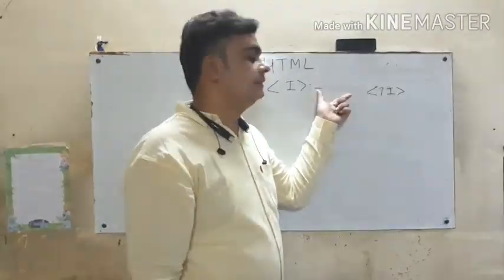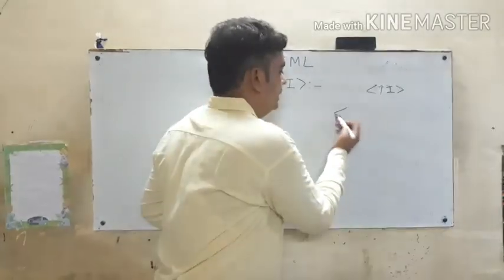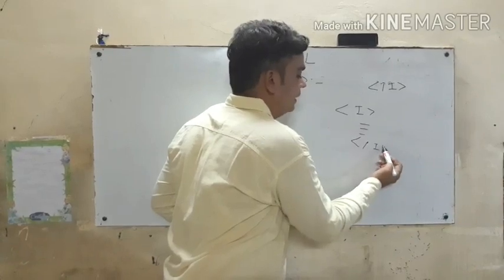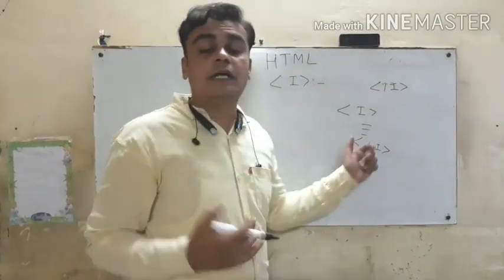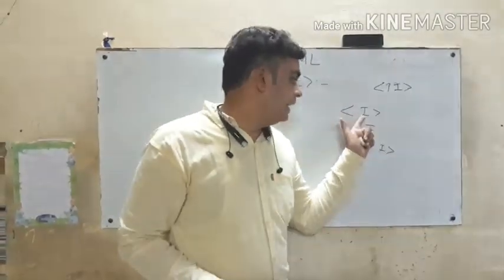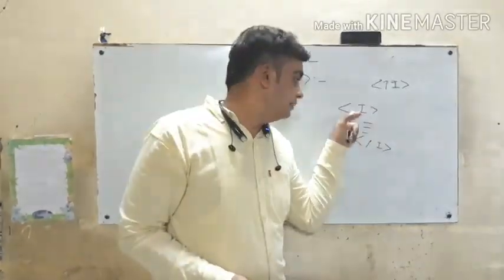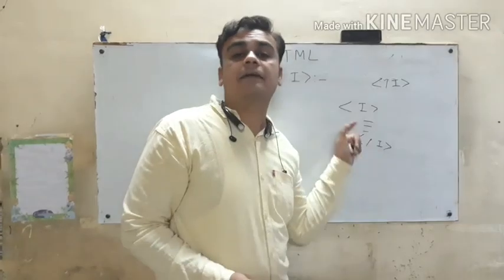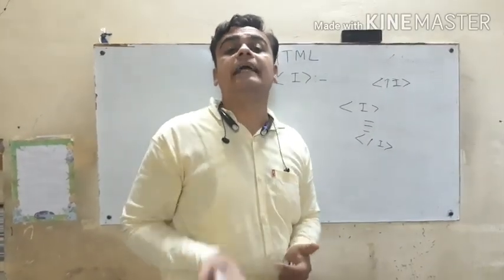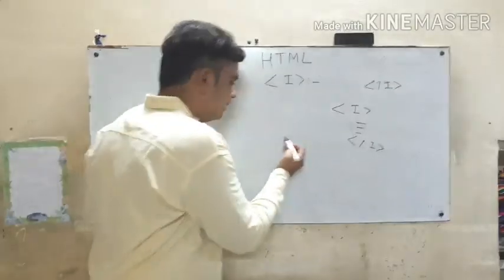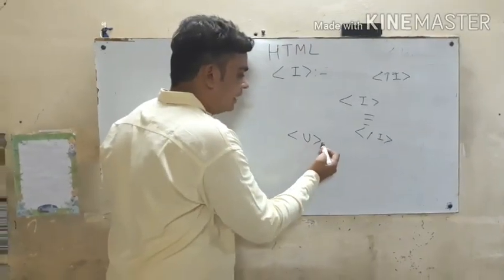So you may call this a syntax. That is I, then some text, and /I. Thereafter, you can write down the example I, then some text and /I. So whatever is written in between I tag and /I tag will be represented in italic style. So this is the information regarding I tag. Then my next tag is the U tag.